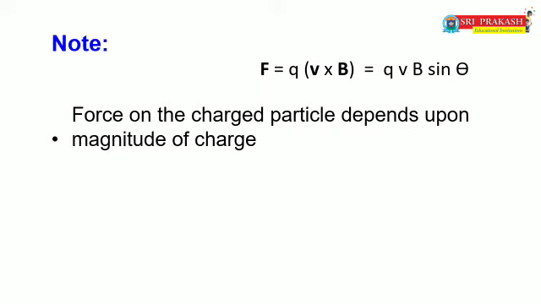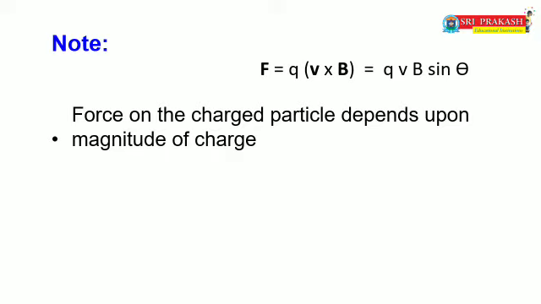Magnitude of the charge will affect the force. If the magnitude is high, then the force on the charged particle is high. For example, if the parameters velocity, magnetic field and theta are all constant, then as compared with the force on an electron or proton, the force on an alpha particle is high. Why? Because the alpha particle charge is greater than the proton or electron charge. I am talking only about the magnitude of force, irrespective of direction. So if charge is high, definitely the force on the charged body is also high.